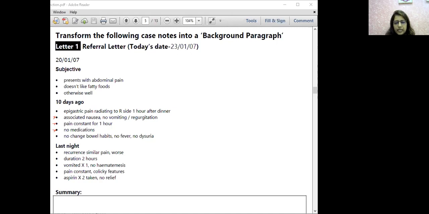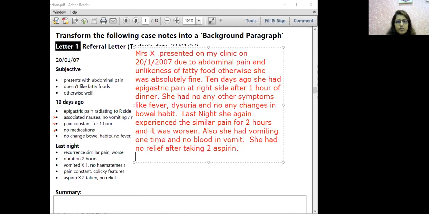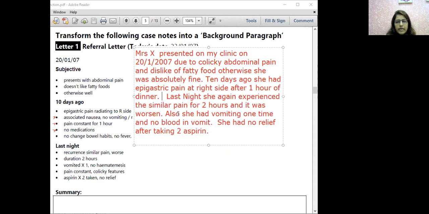Okay. I think this is something I should discuss here. This is Akshana, your response. So presented is active voice. I wouldn't say was presented due to abdominal pain. Now you could possibly add the adjective colicky abdominal pain. Unlikeness of fatty food is wrong. You would need to probably say dislike of fatty food. This sentence can be excluded because they are all normal findings. And this last night is again a misinterpretation.